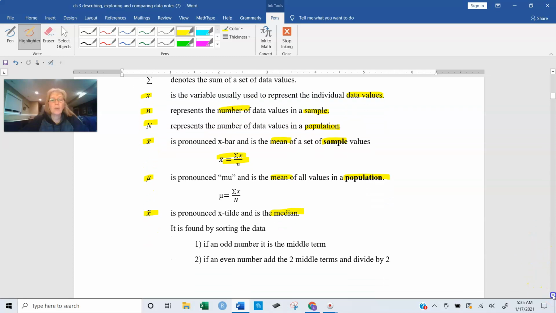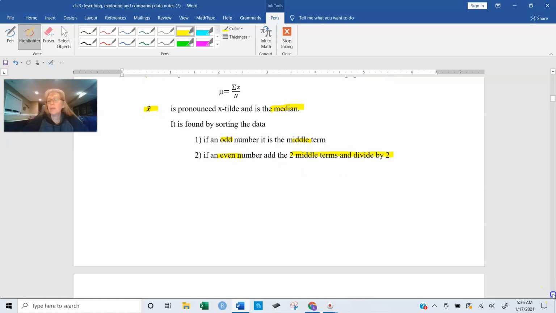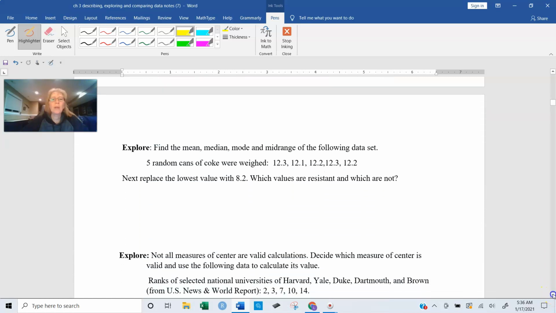Median you found, you got to sort them. Now remember, it's the middle term. If it's odd, it's just the middle term. If it's even, you have to take the two middle terms and add them and divide them by 2.